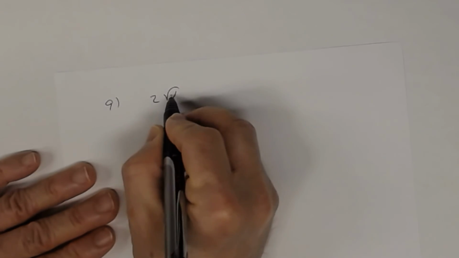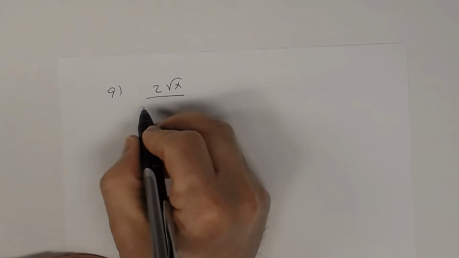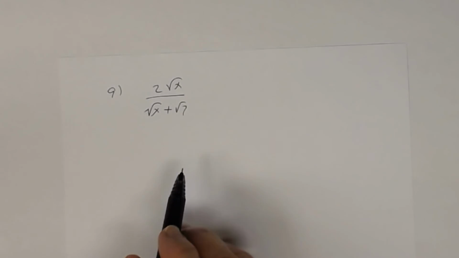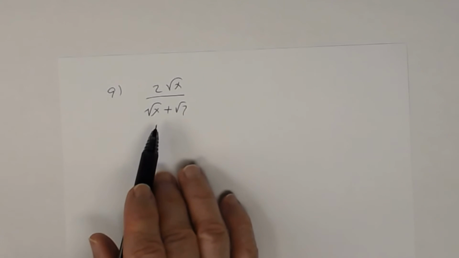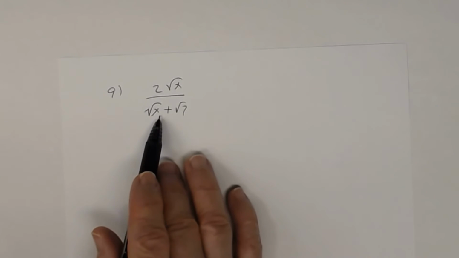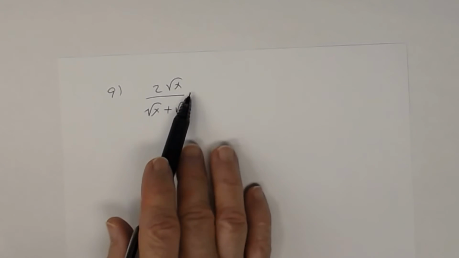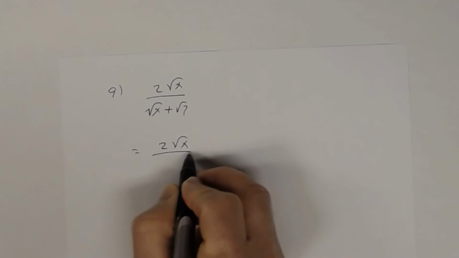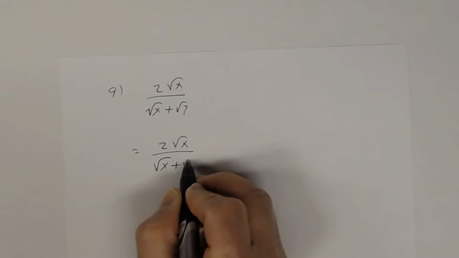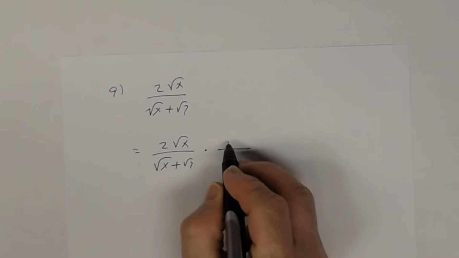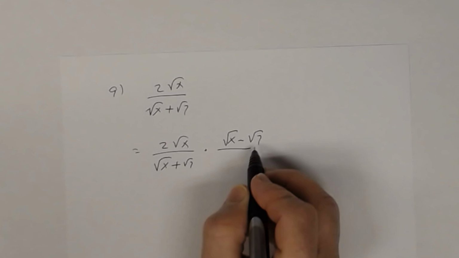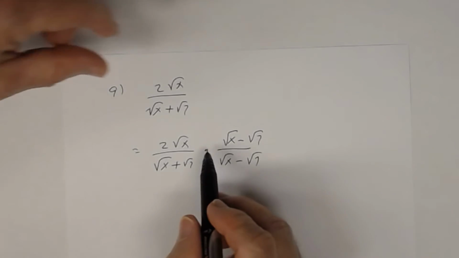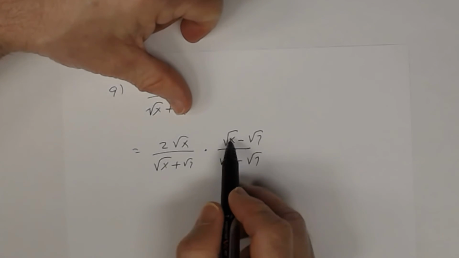So you have 2 square root of x divided by the square root of x plus the square root of 7. All right? So I have square roots in the denominator. It's a binomial, so I'm going to multiply both numerator and denominator by the conjugate. So it'll be the square root of x minus the square root of 7, on top and bottom.